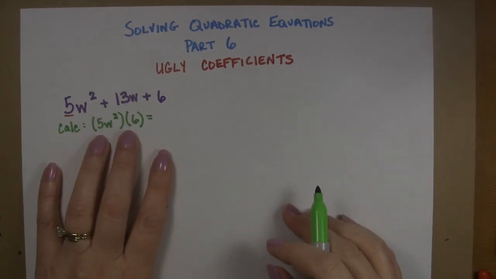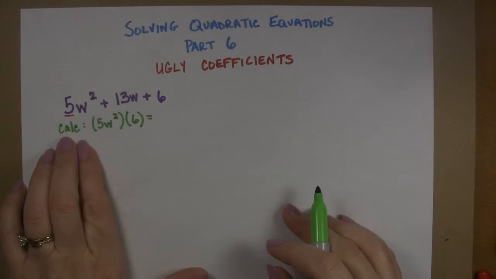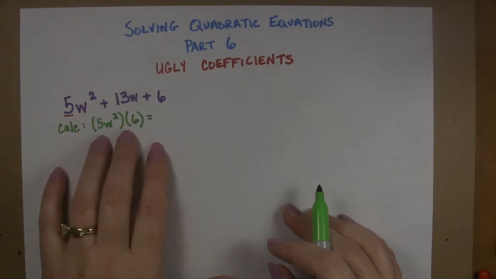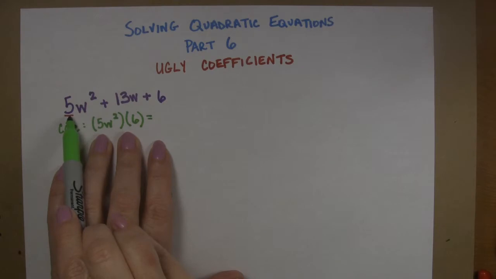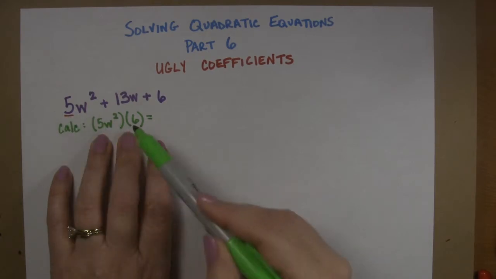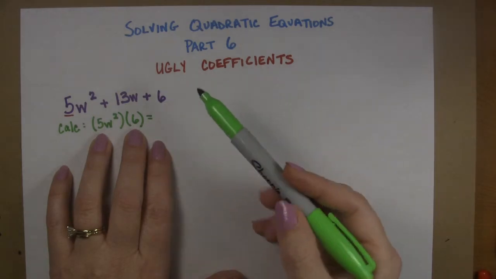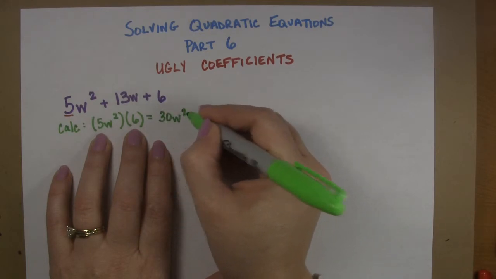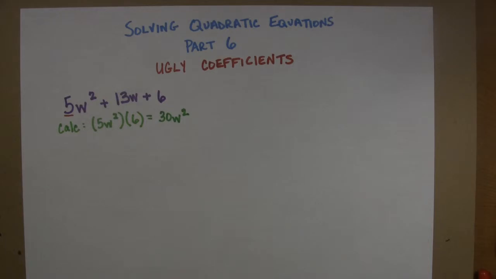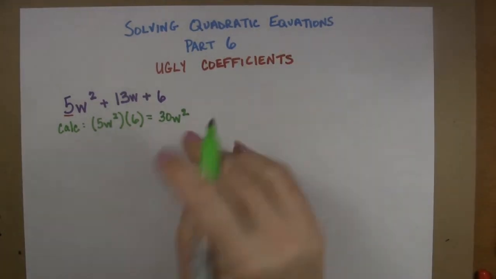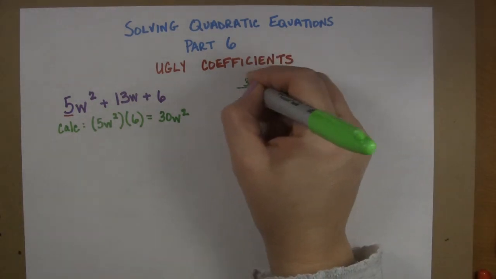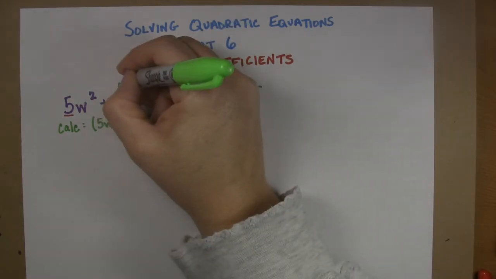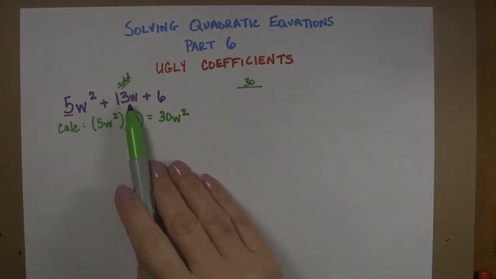So the first thing that we're going to do is we're going to make a calculation. Please notice that I label it as a calculation, so it doesn't look like it's part of my problem solving, which comes next. So my calculation is I take this first term with the ugly coefficient, 5w squared, and I multiply it by the last term, which is 6. 5w squared times 6 will give me 30w squared. So this is my little calculation that I need in order to do the next step. So I take this number, 30, and now I need two numbers that multiply together to make 30, but add together to make 13. So this is just like we have done before.